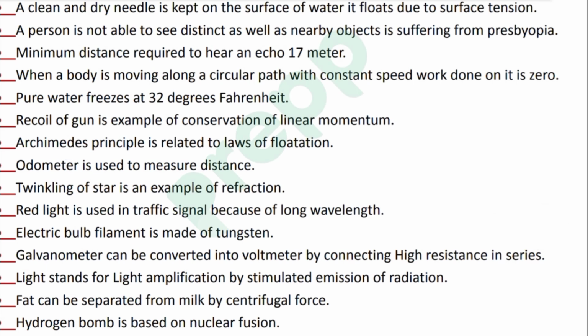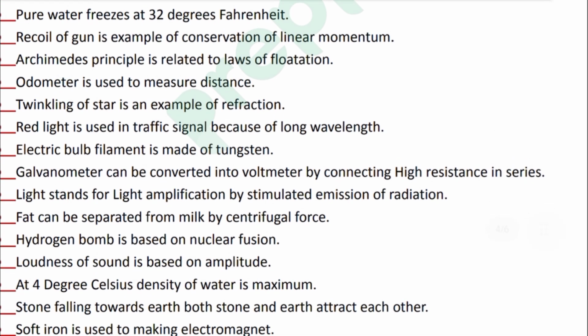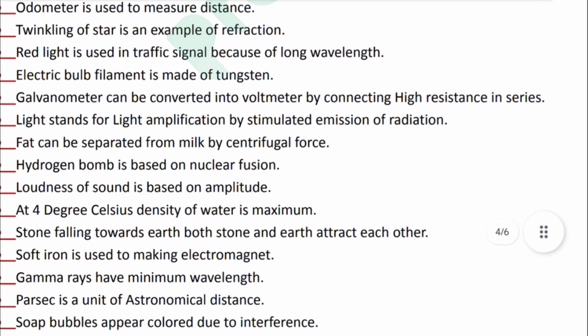Pure water freezes at 32 degrees Fahrenheit. Recoil of gun is an example of conservation of linear momentum. Archimedes' principle is related to law of flotation. Odometer is used to measure distance. Twinkling of a star is an example of refraction. Red light is used in traffic signal because of long wavelength. Electric bulb filament is made of tungsten. Galvanometer can be converted into voltmeter by connecting high resistance in series.